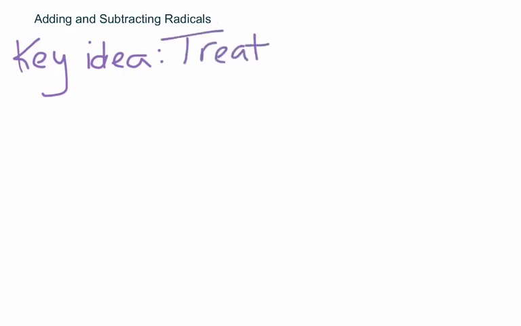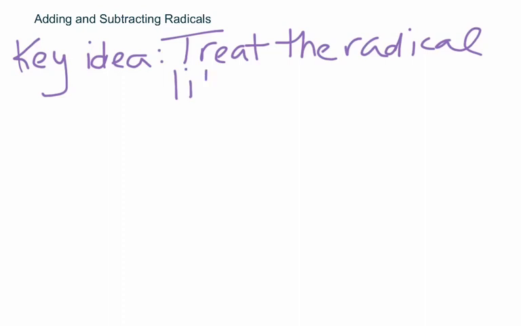So as we talk about adding and subtracting radicals, there's a key idea, and I want to tie this back into our vocabulary. So we have a key idea, and that is this. You are going to treat the radical like a variable.